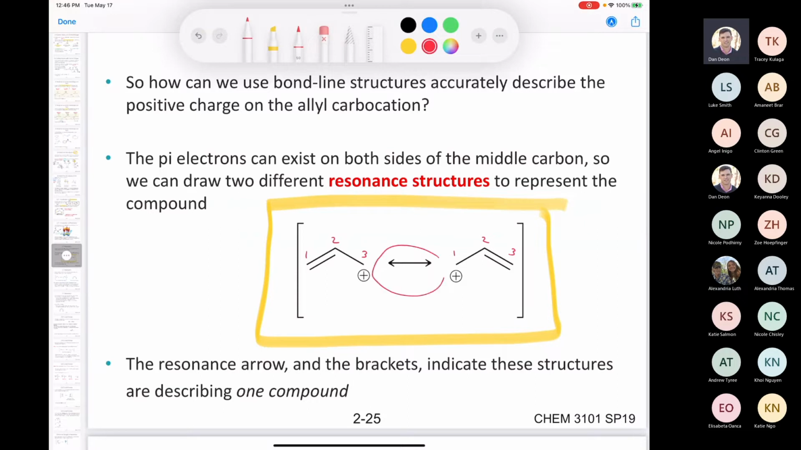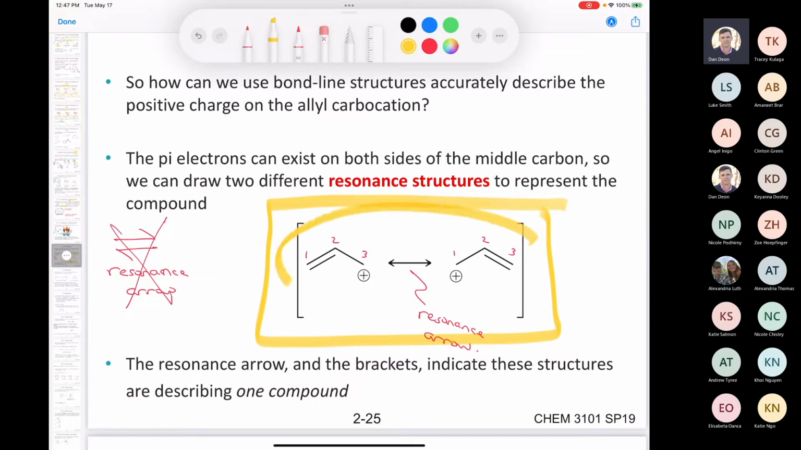This resonance arrow here, make sure you know that this is a resonance arrow. Sometimes students will try to draw this and say that's a resonance, that's an equilibrium arrow. So resonance arrow, no, it's not. That's not a resonance arrow. That's an equilibrium arrow. And so the resonance arrow in the brackets, what it indicates is that these two structures contribute overall to a hybrid.